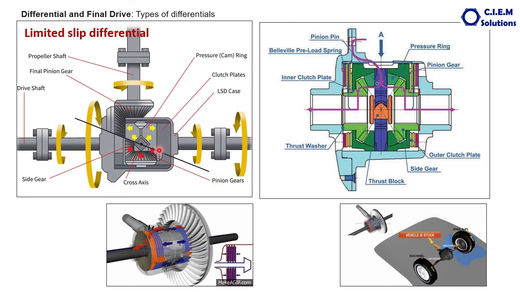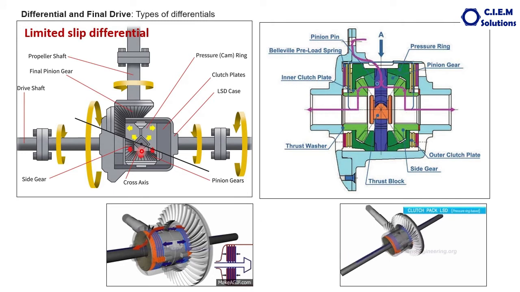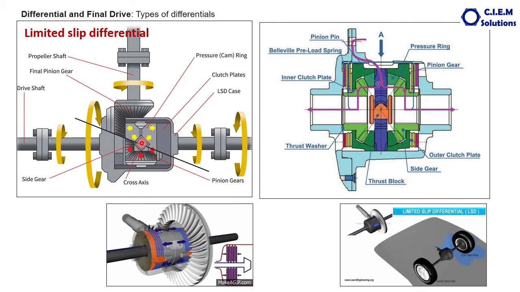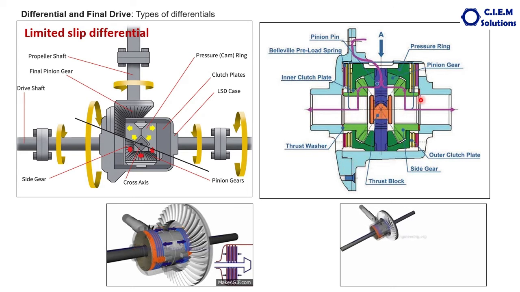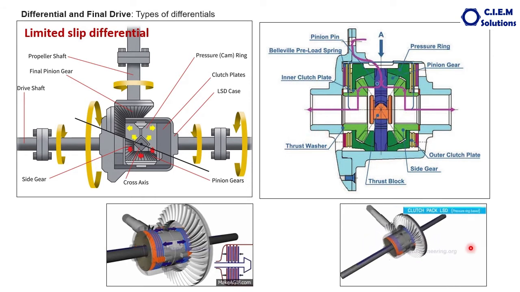And in some of the differentials, the planetary cross will have different designs like this. This is a wedge shape, and here also this is a wedge shape. Some differentials will have a kind of spring in between them, right? So what happens here in this limited slip differential, you can see in this animation.